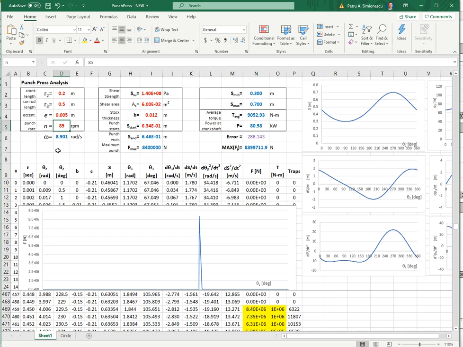What's in blue are calculations. So I have omega, based on the RPM of the crank. And then I have the calculated maximum stroke of the punch, and calculated average torque in Newton meters and average power. So using this RPM, calculate the average power.